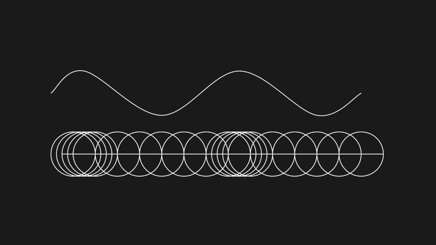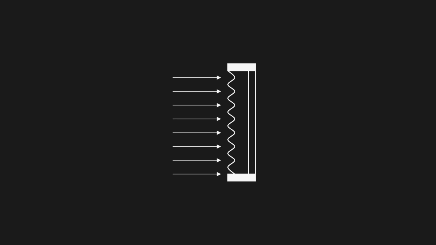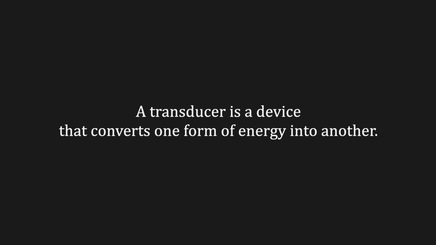The air molecules move back and forth in the same direction as the sound wave, so sound travels in a longitudinal way. If something like a microphone diaphragm is placed in this sound field, it vibrates according to the air pressure it receives. A transducer is a device that converts one form of energy into another.